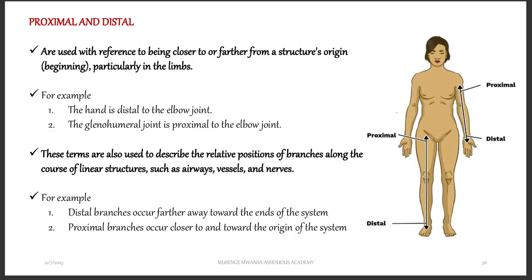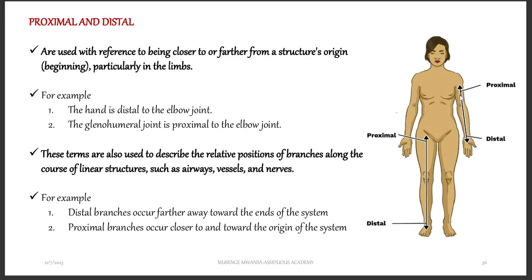We can also use proximal and distal for things like nerves and blood vessels, because they have a beginning and an end. Or maybe the respiratory system, it has a beginning and an end. Okay, let's say for example, when you are looking at the upper limb, the shoulder will be the beginning.